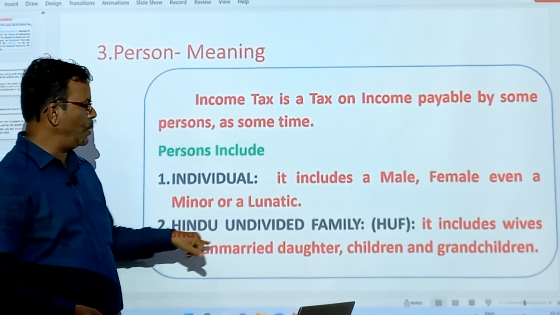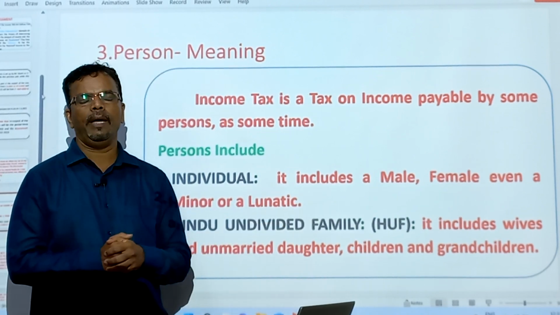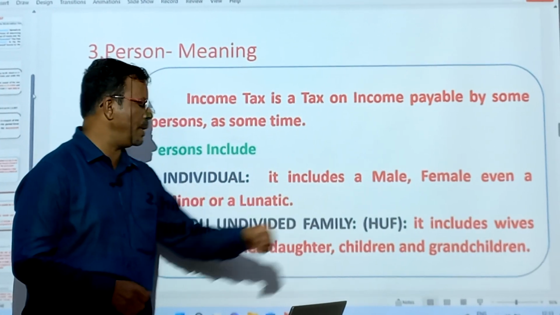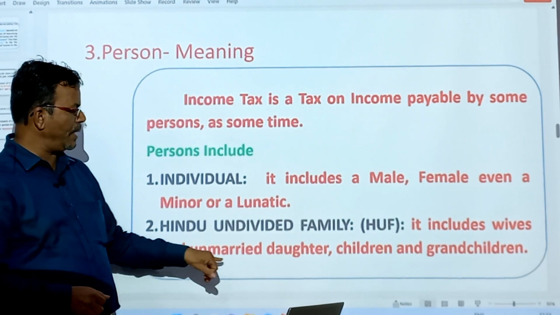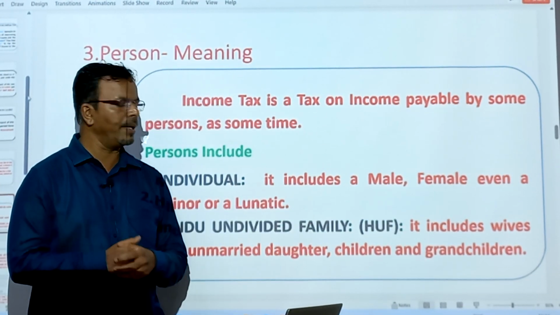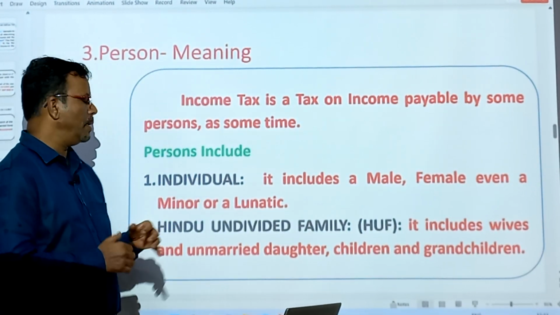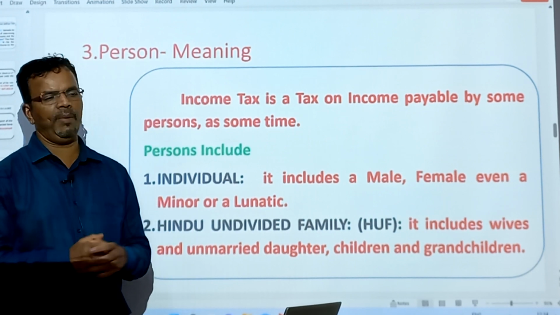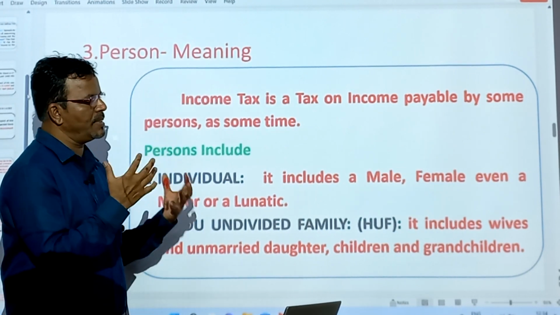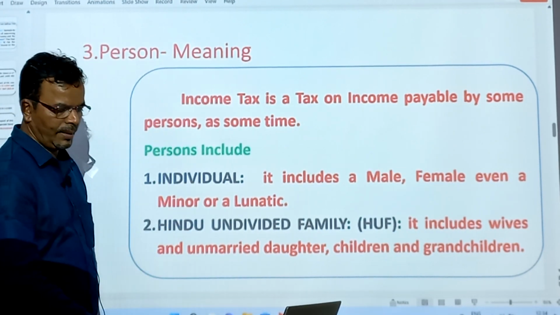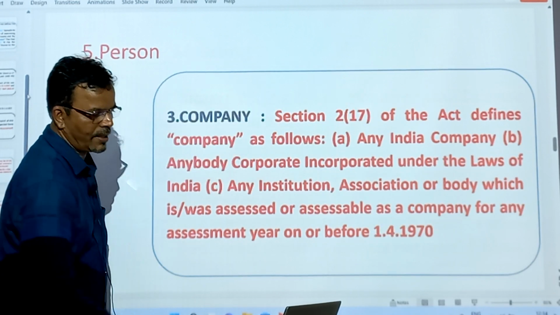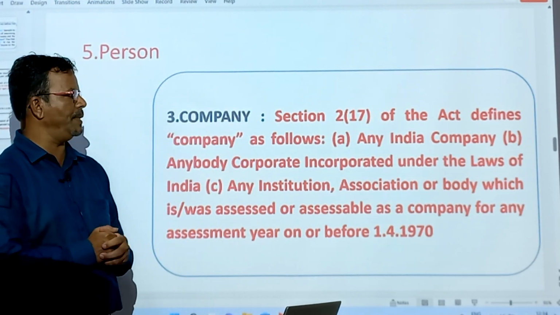Second is the Hindu undivided family, called HUF. It includes the wife, unmarried daughters, children and grandchildren. They are called the Hindu undivided family. They come together, start a business, earn income, and are liable to pay the tax. After that, the third one is company.